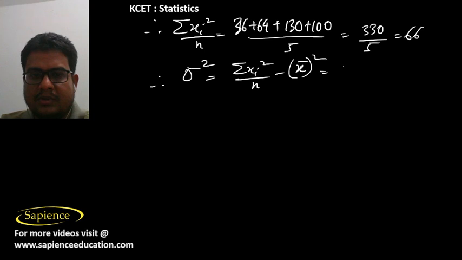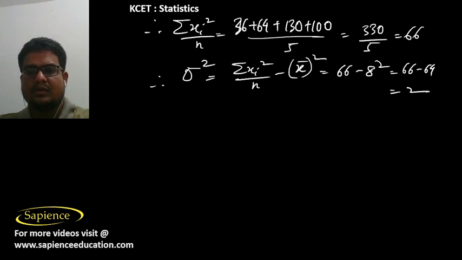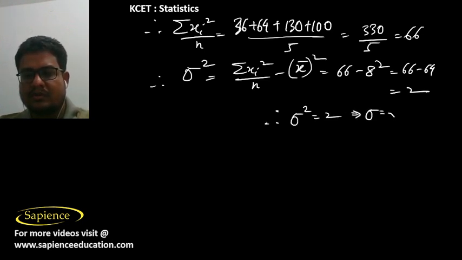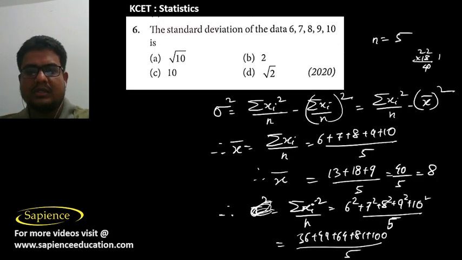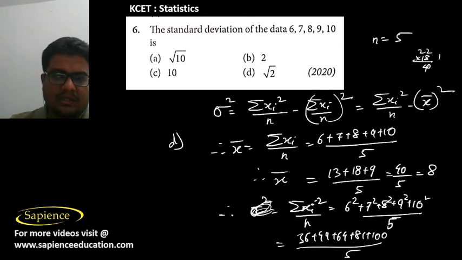So this will be 66 minus 8 square. So that is 66 minus 64, that is equal to 2. So therefore sigma square is equal to 2. So we have to find sigma. Sigma is equal to root 2. So root 2 is the standard deviation. So option D is the correct answer.